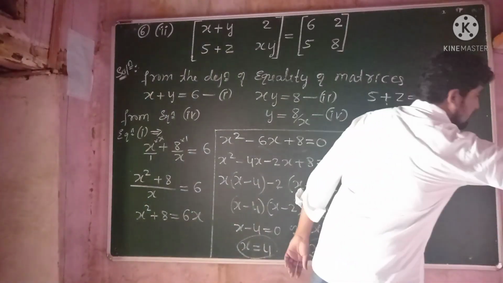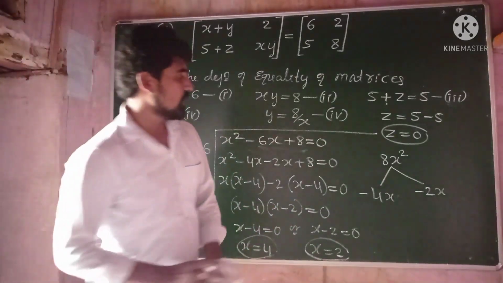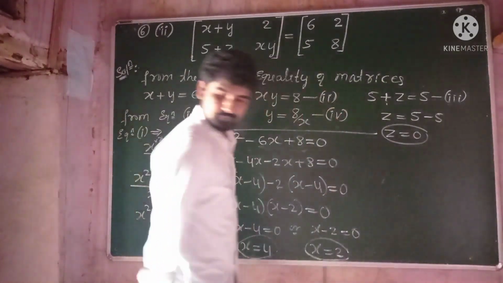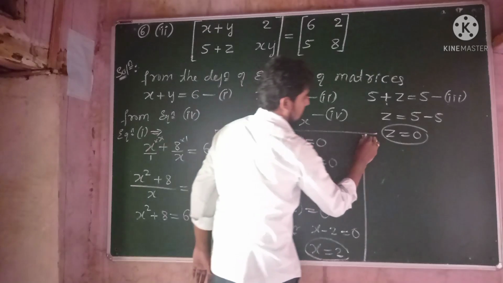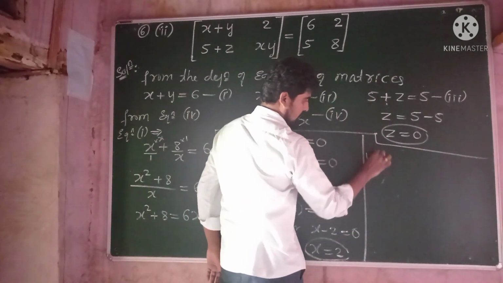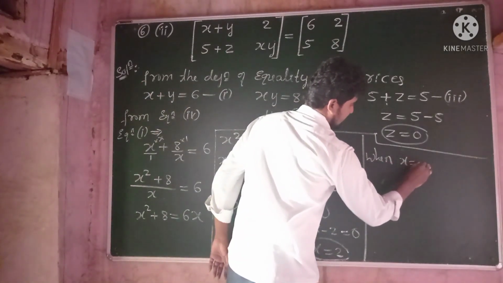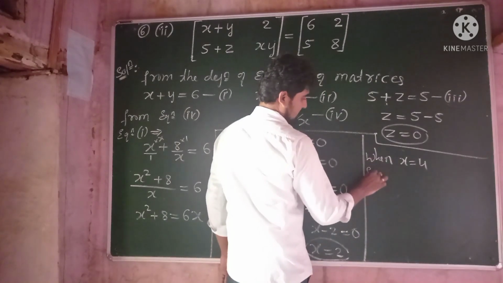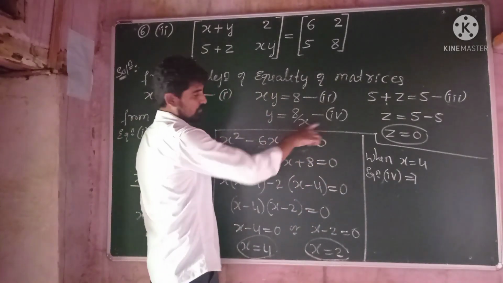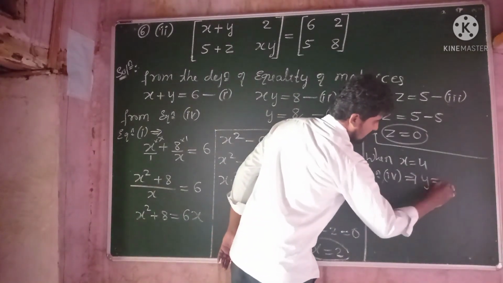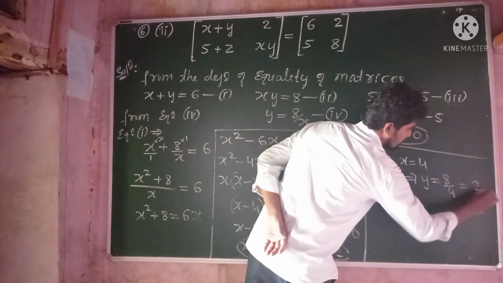So for that, substitute the values of x in equation 4. We get the required value of y. So now when x is equal to 4, equation 4 implies y is equal to 8 divided by 4, which is equal to 2.